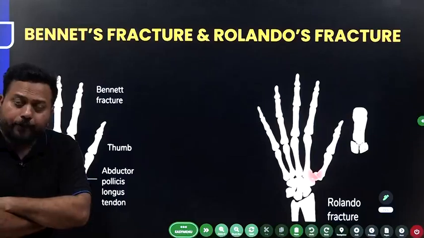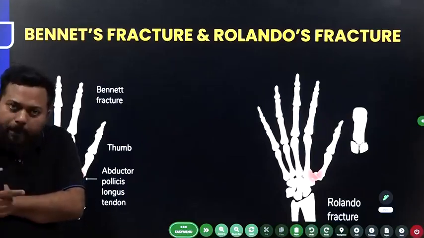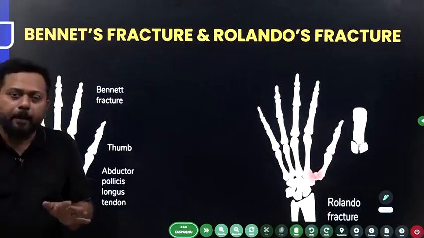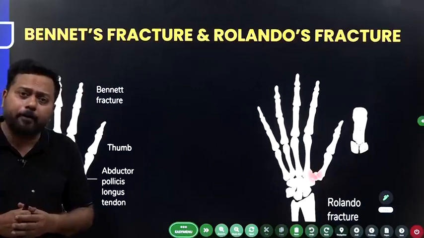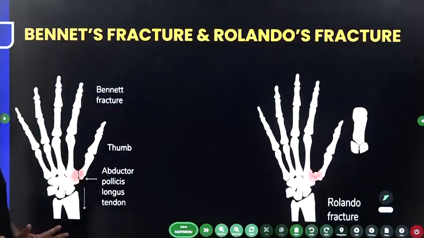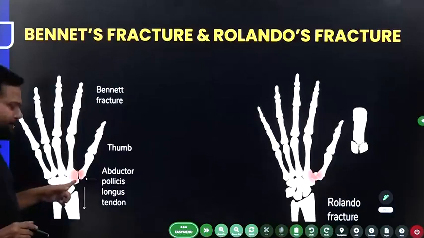Both are intra-articular fractures that are happening in the base of the first metacarpal. If it is a plain oblique fracture, that's called Bennett. When it is a comminuted fracture of the base of the first metacarpal and intra-articular, that's called Rolando. Okay, this looks very simple, no?